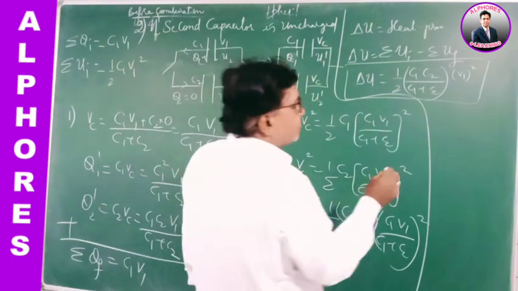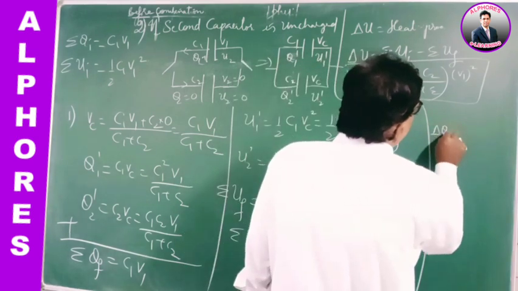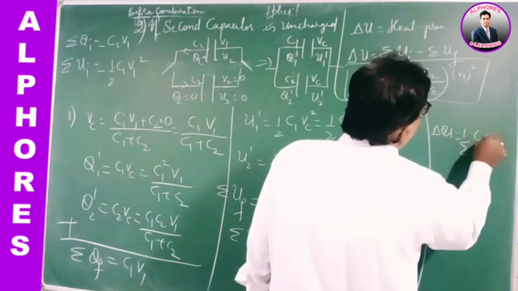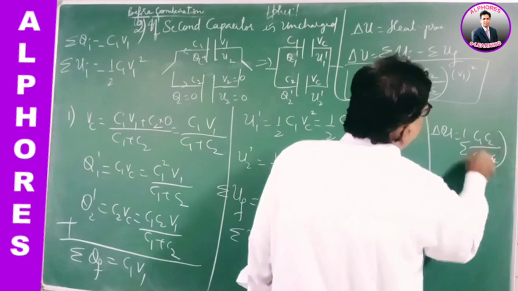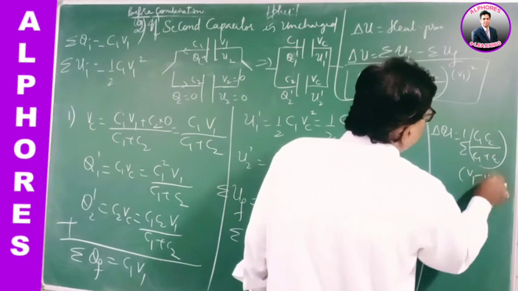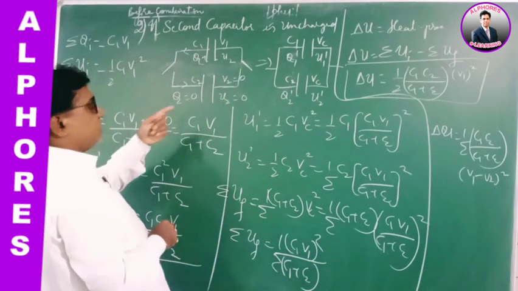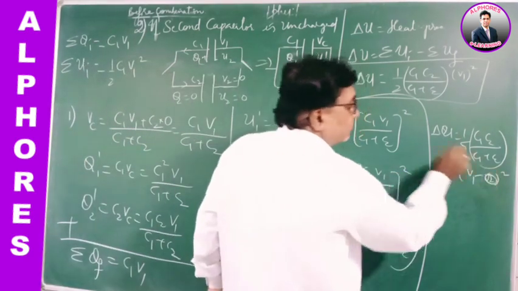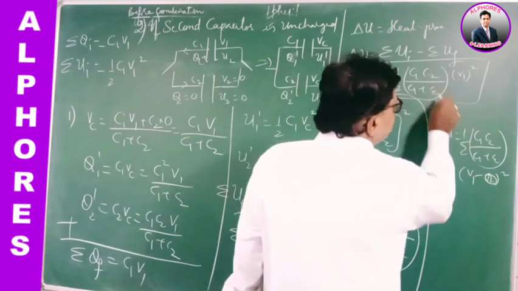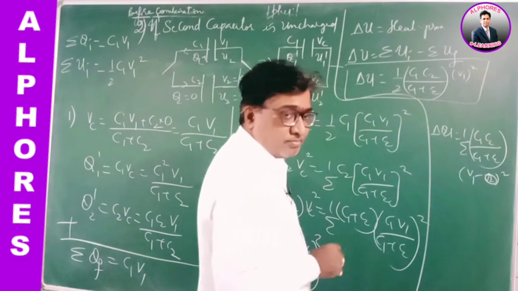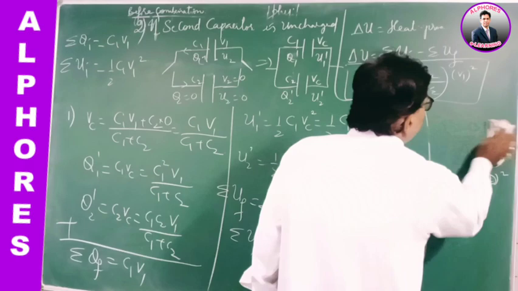I have given you the formula for the energy that is lost. Delta U is half C1 C2 by C1 plus C2 into (V1 minus V2) whole square, which is the general formula for the energy lost. But V2 is 0, so it becomes half C1 C2 by C1 plus C2 into V1 square. Now how do you get this?